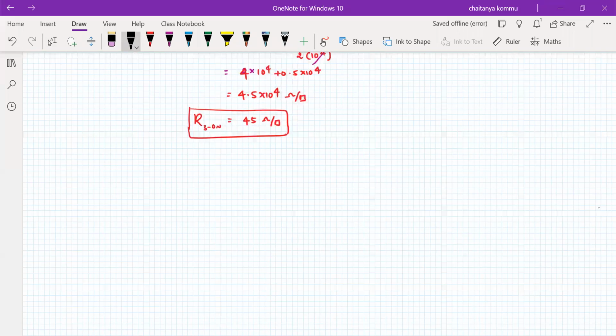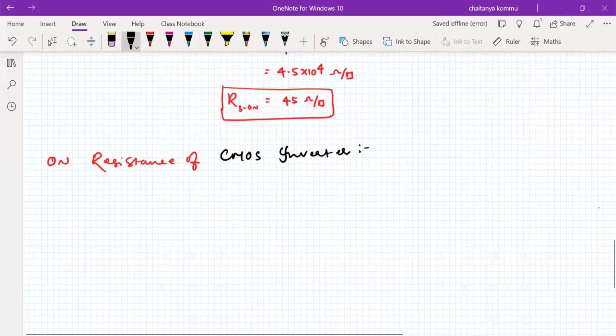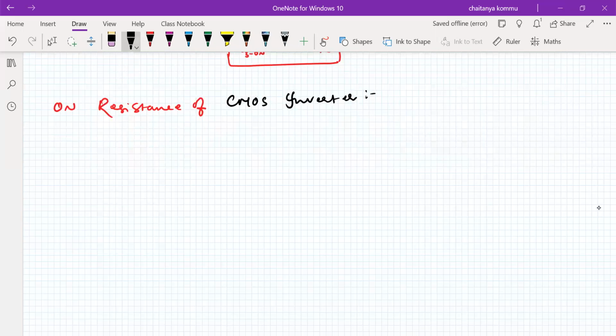So let us consider the on resistance of a CMOS inverter. Generally, under steady state condition only we need to calculate this one. Okay, what does it mean? Let us consider a PMOS transistor, and let us consider an NMOS transistor.